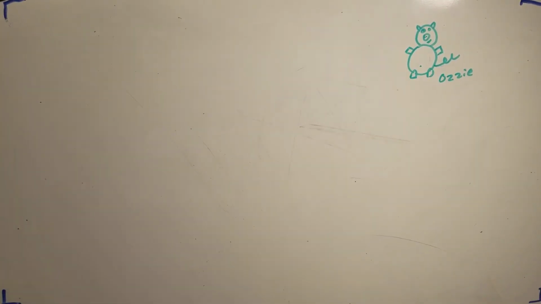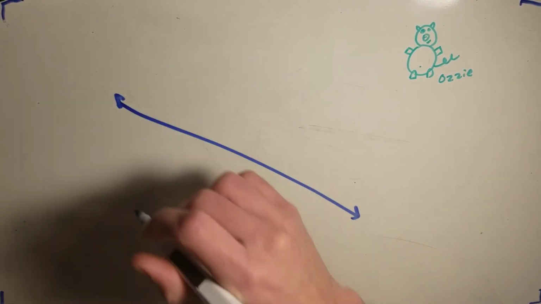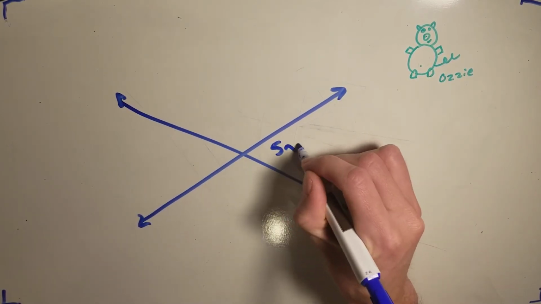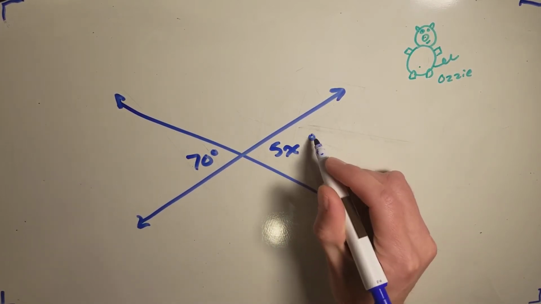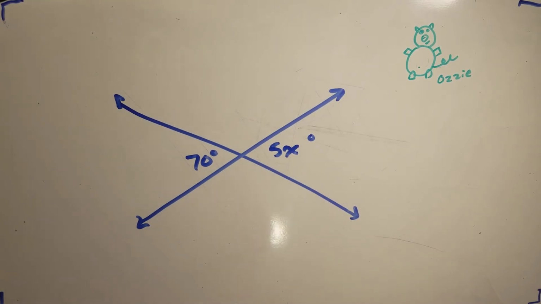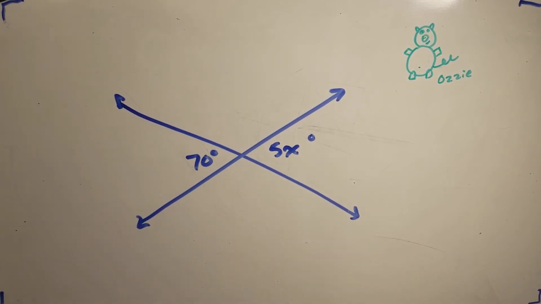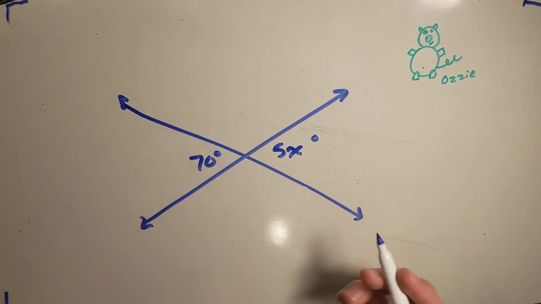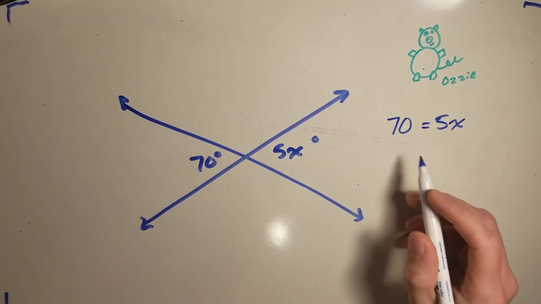We'll go on to the second slide in the slideshow. In the second slide, we have this example here. We have two intersecting lines, which are going to form vertical angles. We're given 70 degrees and 5x degrees. Given that these are vertical angles, they share a vertex and they're opposite. They have to be congruent, so their measures are going to be equal. So we can say 70 is equal to 5x, and our goal is to find x here.